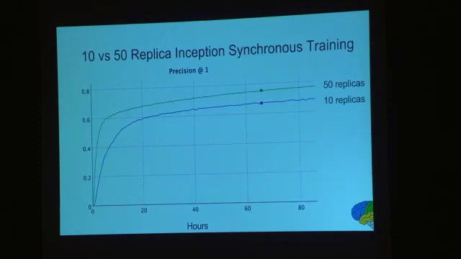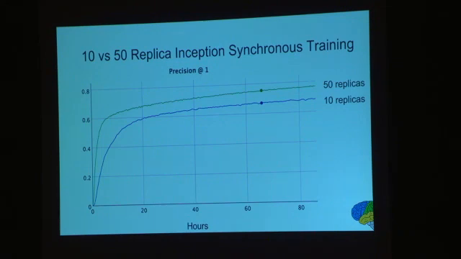So here's kind of a typical training graph. This is for training an Inception model using synchronous training. And it's comparing the time to accuracy. Hours go along the bottom, and top one accuracy goes along the y-axis. And it's comparing 10 synchronous replicas with 50 synchronous replicas. So essentially, we're using a batch 5 times as large in the 50 replica case versus the 10 replica case.